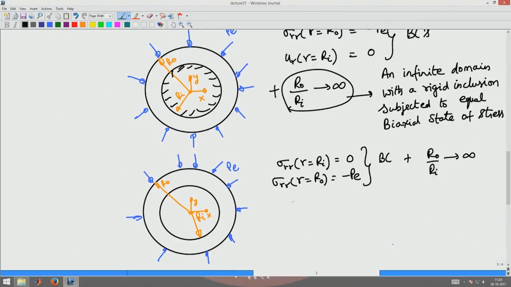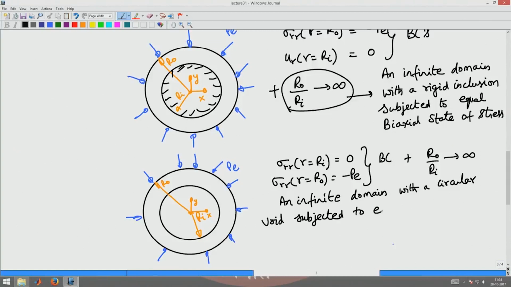Okay. This solution will correspond to an infinite domain with a circular void subjected to equal biaxial state of stress.